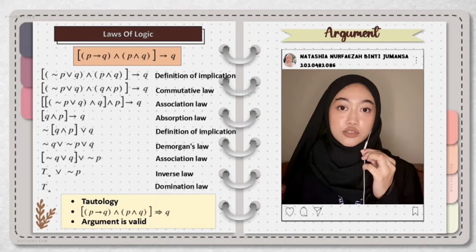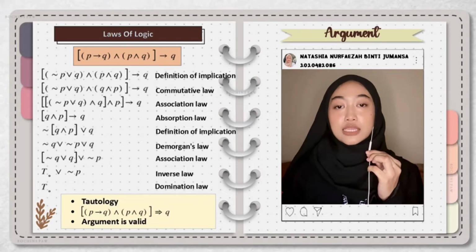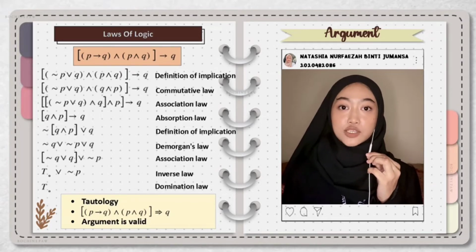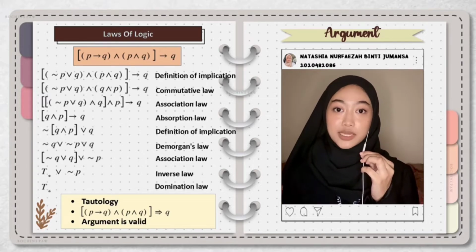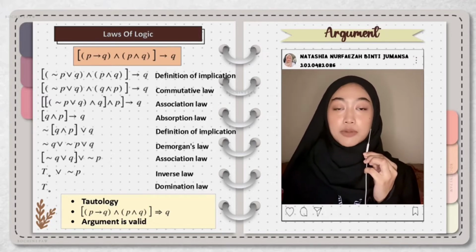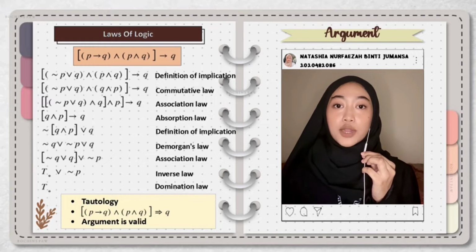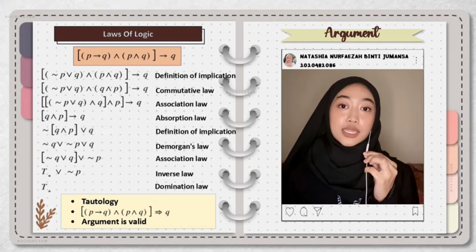Next, we are using laws of logic to find the validity of this argument. The argument is in bracket P implies Q and in bracket P and Q, implies Q. Using the definition of implication to change P implies Q to negation P or Q. P and Q change to Q and P by using the commutative law. Combine Q with negation P or Q by using the associative law. From in bracket negation P or Q and Q, we get only Q using the absorption law.